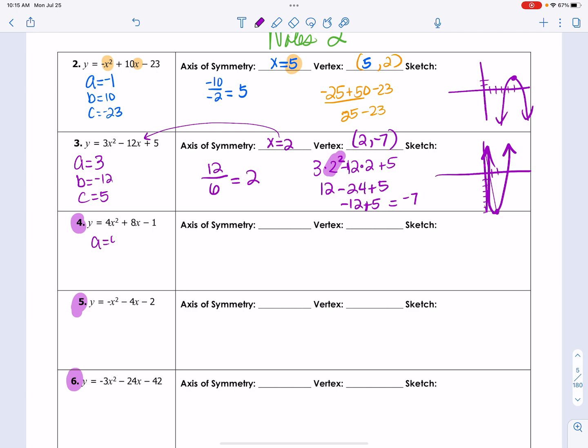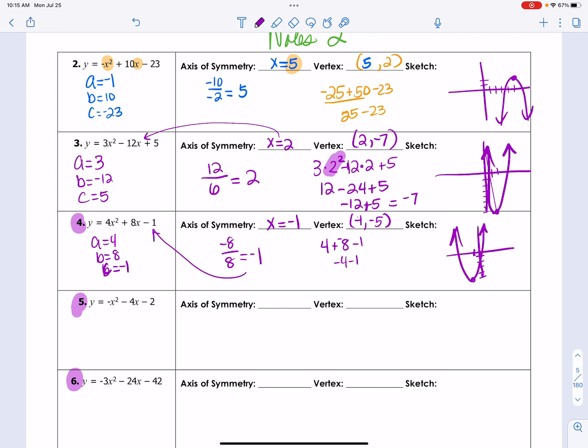So again, I always make my list. -B over 2A is -1. So my axis of symmetry is x equals -1. Plug that in there. -1 squared is 1, times 4, plus 8 times a negative 1 is negative 8, minus 1. So this is a negative 4 minus 1. So my vertex is at negative 1, negative 5. I said it wrong, but I wrote it right. And this is definitely opening up because it has a positive A value.